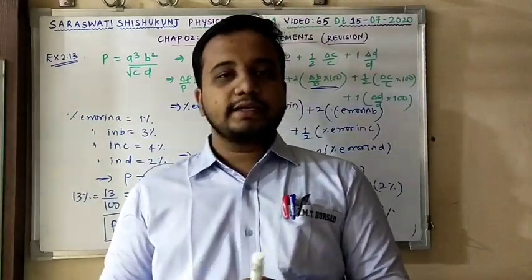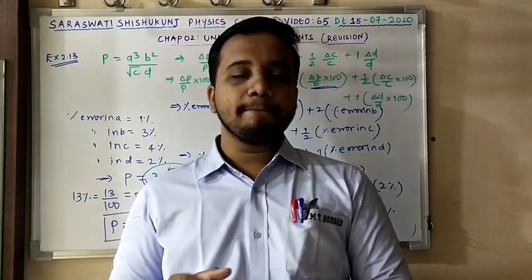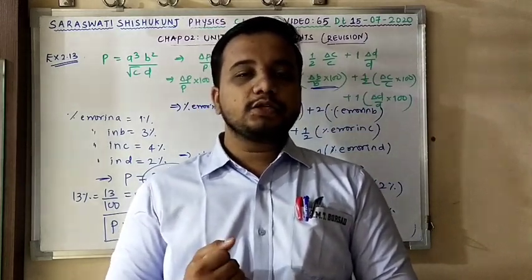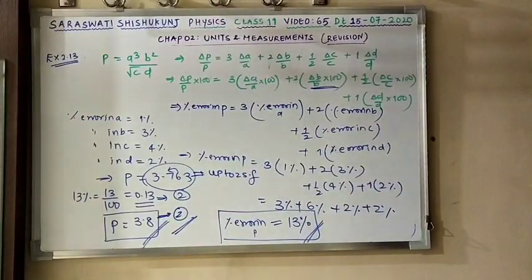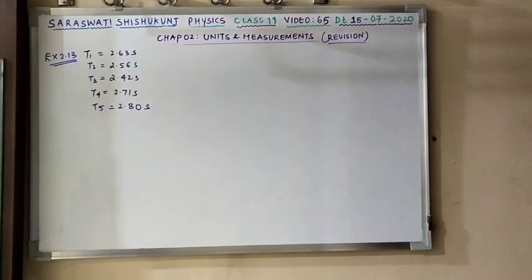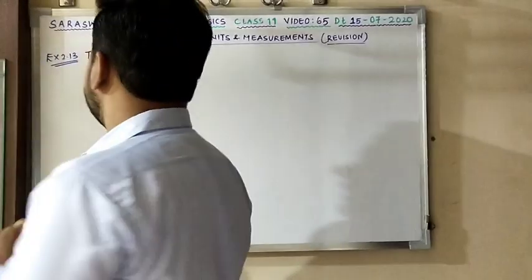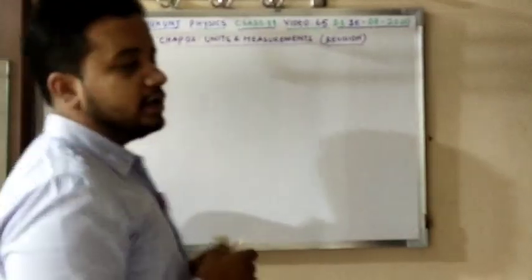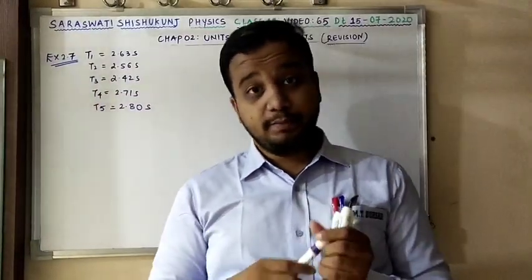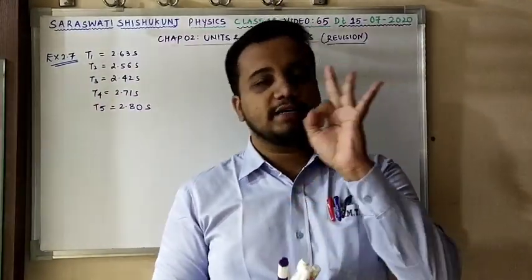Moving to the next important numerical, which shows the concept of absolute error, relative error, and percentage error. That is example number 2.7. Clear? Okay. The next example we are going to discuss is example 2.7 of the exercise illustration. I want to tell you that this example is very important from the exam point of view, which is a 3 marks question.